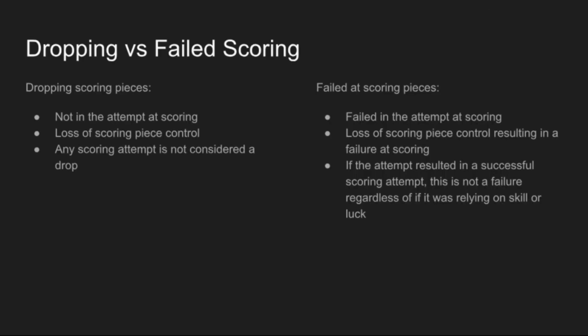So here's the difference between dropping and failed at scoring. Dropping is when you're in the middle of nowhere and you just randomly drop it because you got jostled or your mechanism broke or something, right? If you're not in the attempt of scoring something and you lose control, that's considered dropped. If you lose control of a piece while in the attempt of scoring and you don't actually succeed at scoring, then that's considered failed at scoring, right?